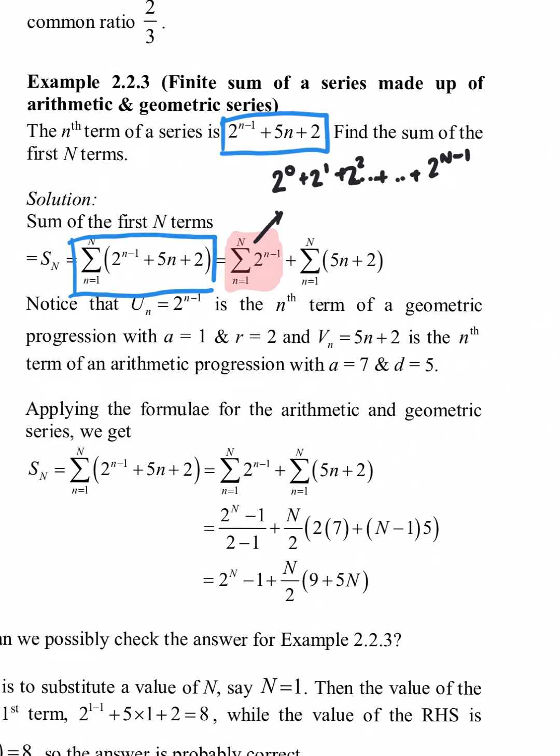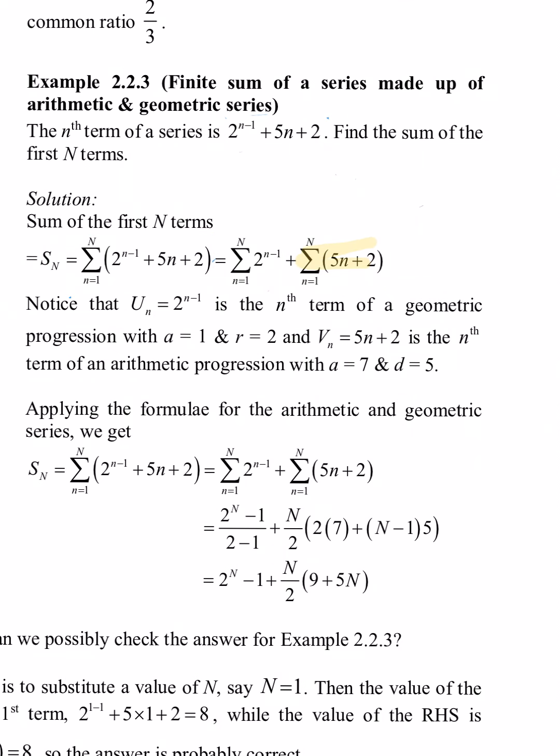So you observe that this is clearly a GP. The terms clearly belong to a GP. The first term is 1, which is equal to 2 to the power 0, and the common ratio is 2. How many terms are there? The number of terms will be the top minus the bottom plus 1. So the number of terms is N minus 1 plus 1, which is N terms.